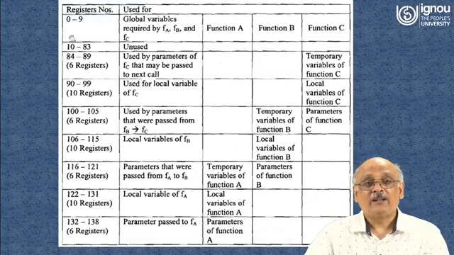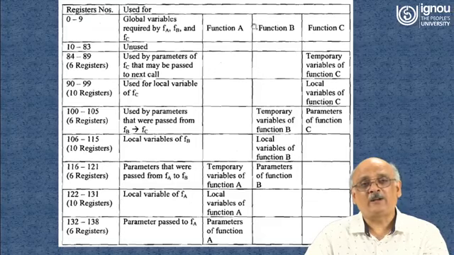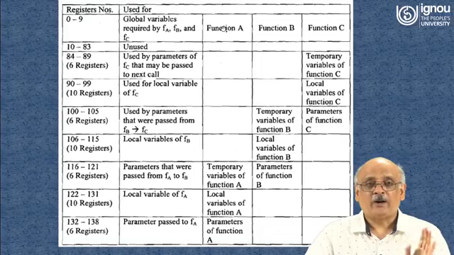So suppose in a RISC processor you have registers 0 to 9 which are storing the global variables. Suppose 10 registers are good enough for storing the global variables, and for each function you require around 32 operands, 32 variables, roughly 32 registers. That is our objective.